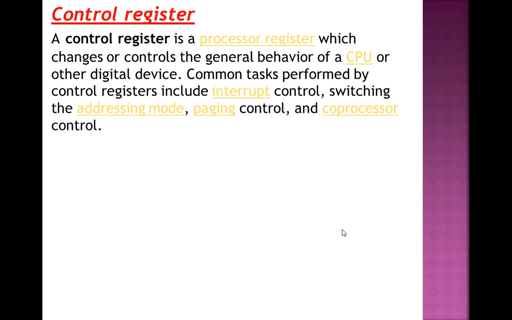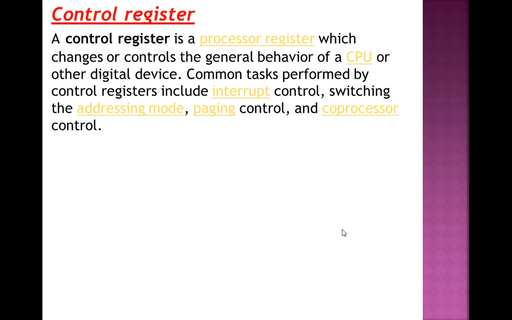Common tasks performed by the control register include interrupt control. Interrupt control means whenever there is an interrupt, whenever there is some disturbance, there is a controlling part, and that is handled by interrupt control, which is a task of the control register. Another task is switching the addressing mode. There are multiple addressing modes, so switching from one addressing mode to another is also done by the control register.